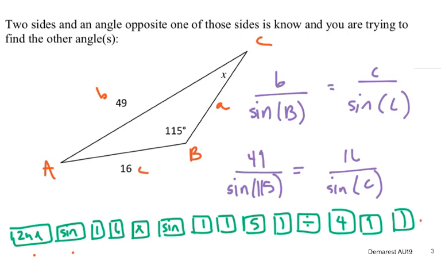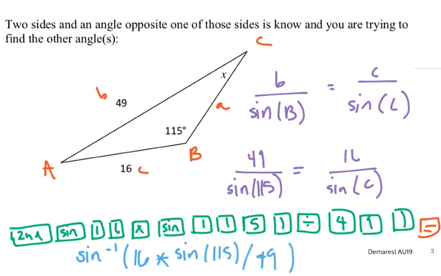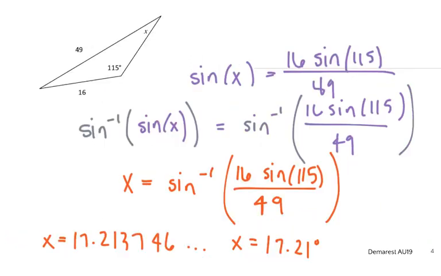And then you just hit the equal sign and you should get 17.21. Okay, and the way this is going to look in your calculator is sine inverse, open parentheses, 16 times sine 115 divided by 49, close parentheses. Okay, so this is the buttons you click, and this is what it needs to look like. So really not that intense of a look, and that should give you 17.21 degrees. Okay, and we have now solved for this angle.